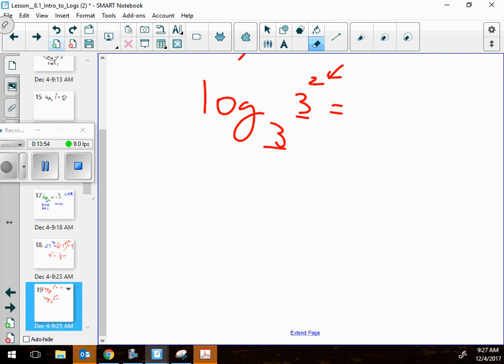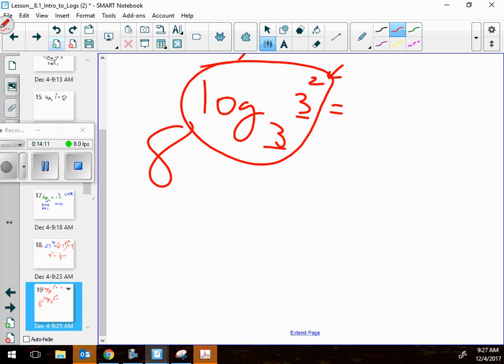All right? Because the problem might be this complicated. It might be 8 to the power of all that. And you've got to be able to go, oh, so you mean 8 to the power of 2, which would be 64. See what I mean? Because this part right here is really just 2.